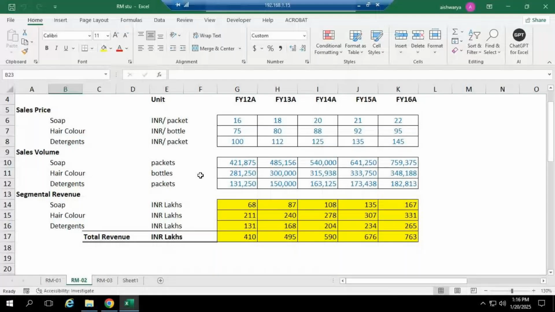You just try this one. Sales price, that means rupees per packet. The soap is 16 rupees per packet, and total packets are 4,21,875. So now you will have the revenue, and you have to convert that into lakhs. First you have to multiply: 16 into 4,21,875 will come to 68 lakhs, then divided by 10 to the power of 5. You just do this.